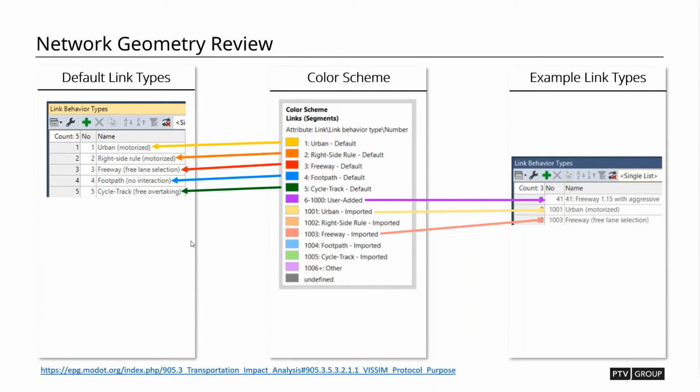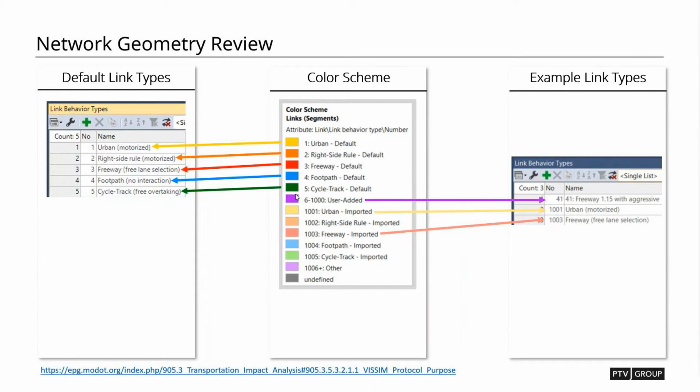Free lane selection, that's going to be obviously your freeways, where basically there's no limiting factors on which lanes they can choose. And then we have footpaths and cycle tracks for crosswalks and bike lanes respectively. And so what we've done is we've created a color scheme that will indicate when a link is one of those default link types.